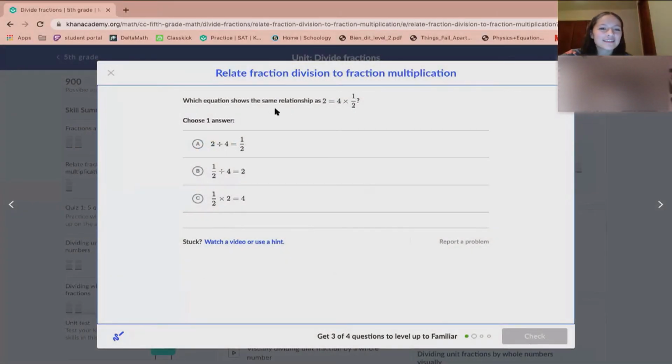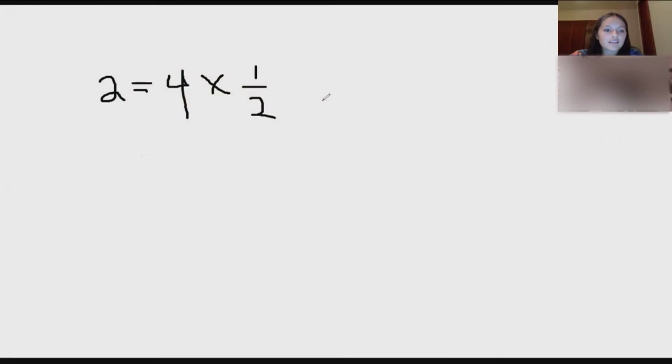Okay, so the next one is 2 equals 4 times 1/2. What would be our first step here? We're going to try and do all of them. Let's try and see what is going to equal 1/2. So what's going to be our first number?